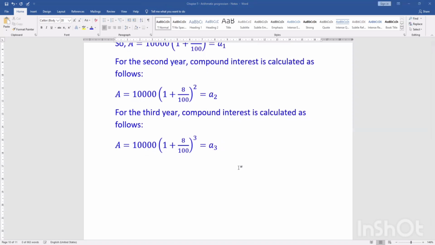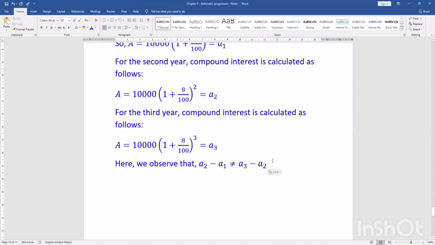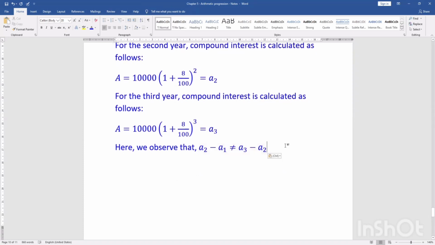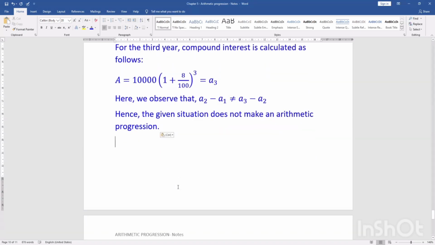Right? So now if you compare, A2 minus A1 and A3 minus A2, that is what we need to find out. When we find out, we observe that A2 minus A1 is not equal to A3 minus A2. So what will be our conclusion? Hence, the given situation does not make an arithmetic progression. Right, children? Okay.